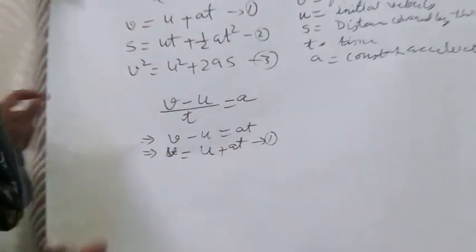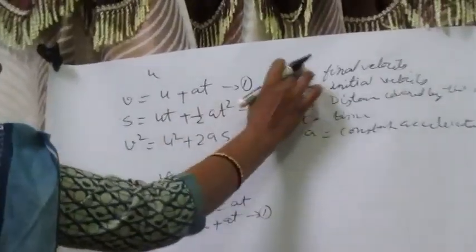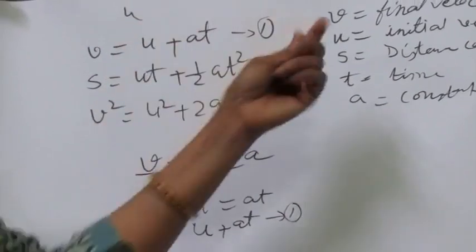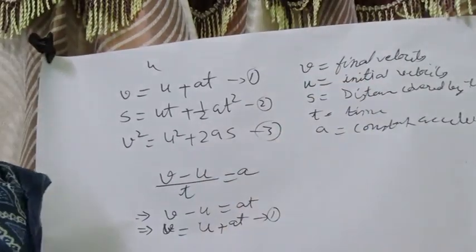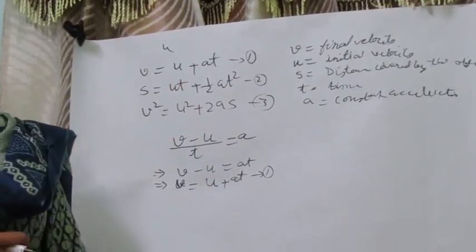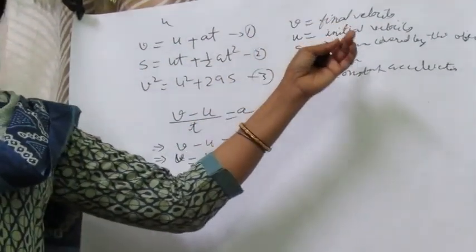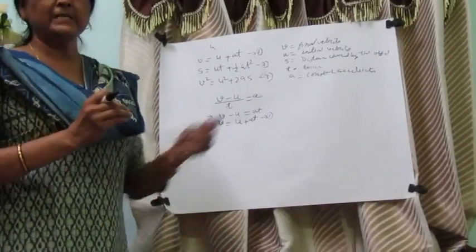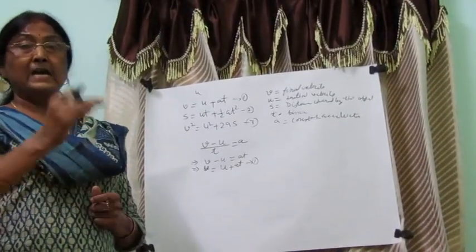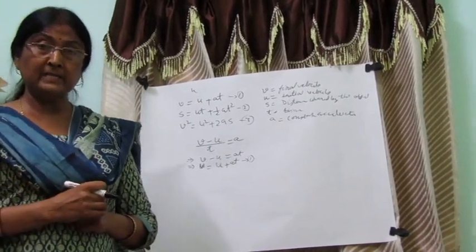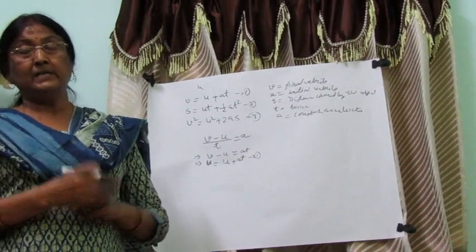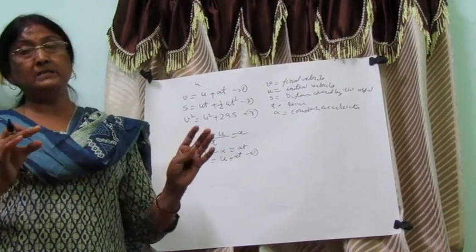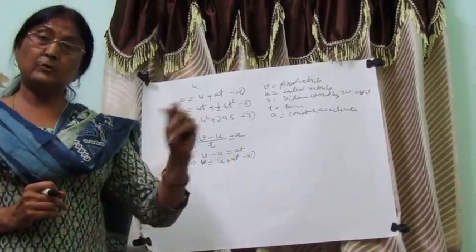Now, the second one. See, the distance covered by the moving object is S. Now, the average velocity means initial velocity plus final velocity by 2. Suppose our object's initial velocity is 20 meters per second and final velocity is 40 meters per second. Then what will be the average velocity? 40 plus 20 is 60, 60 by 2 means 30 meters per second. This is called average velocity.